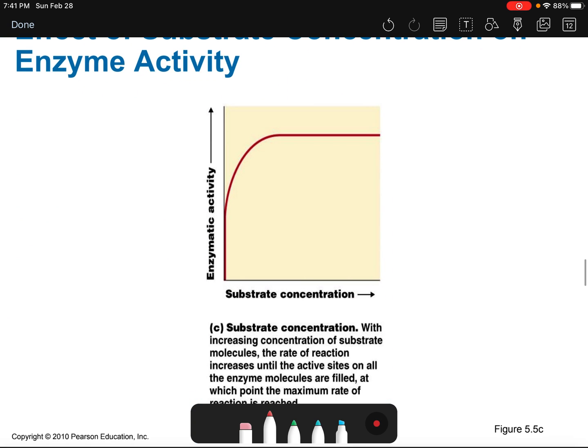So if you look here, you can see that if you keep adding more and more substrates, enzyme activity will increase until all of them are full. But from this point on, it doesn't matter if you keep adding more substrates. It's still a flat line. It doesn't keep going up because, too bad, all the enzymes are filled. All their active sites are filled. So it's just a flat line like that.